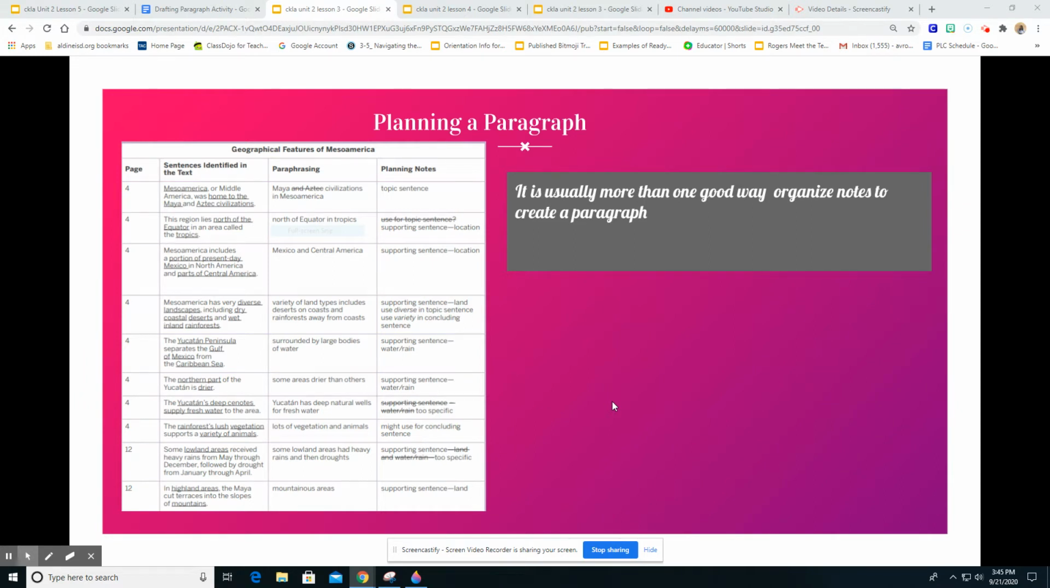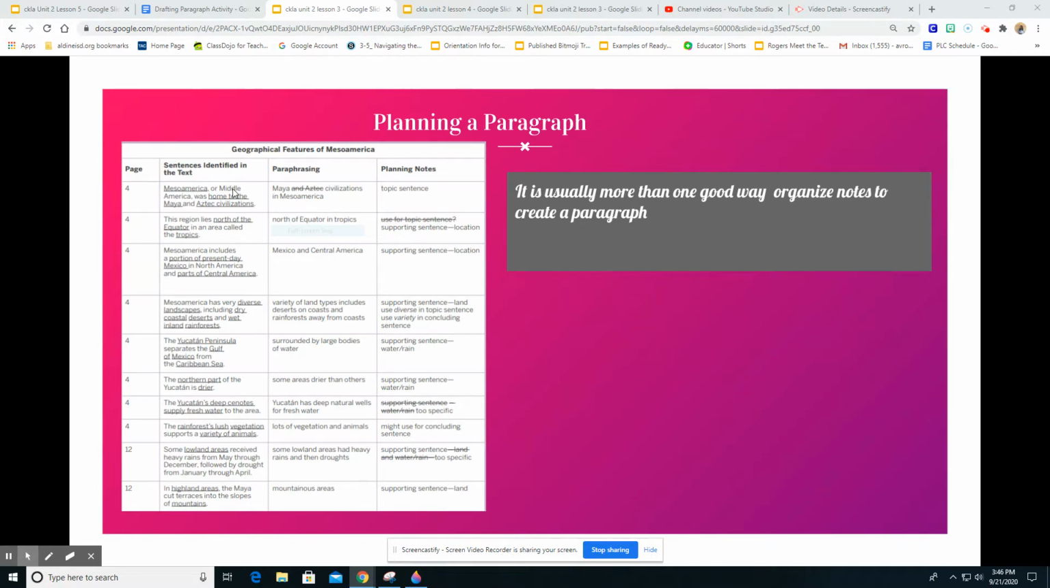So, like I said, there are several different ways to organize notes and to create a paragraph, and this is one way. This chart shows my thinking process as I was planning my paragraph. The first thing you do, as you're writing your paragraph, is find sentences from the text that help identify what you're going to write your paragraph about. The first column is the page where I found these sentences and what the sentence said. So, it's exactly from the text.